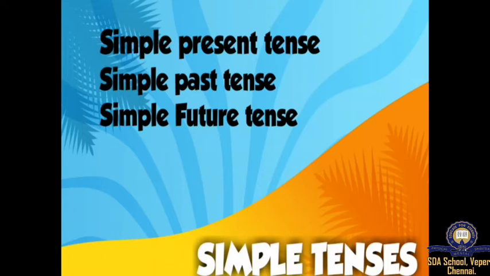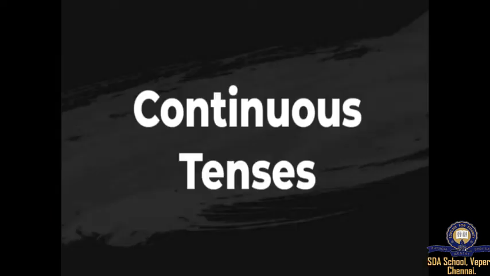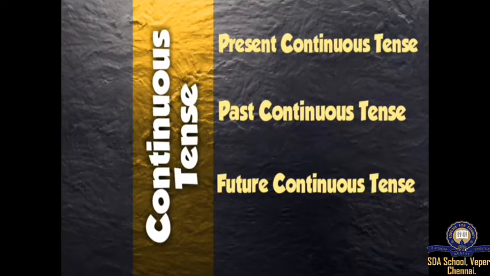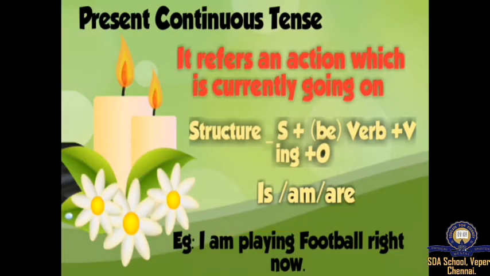Students, I hope you understood what is tense and its one division, that is simple present tense, simple past tense, simple future tense. Students, now let's move into the next division, that is continuous tense. There are three types of continuous tense. They are present continuous tense, past continuous tense, and future continuous tense. First, let's see present continuous tense. It refers to an action which is currently going on.